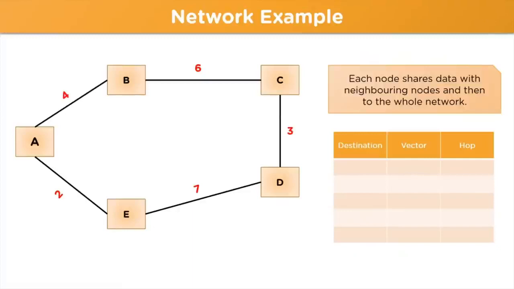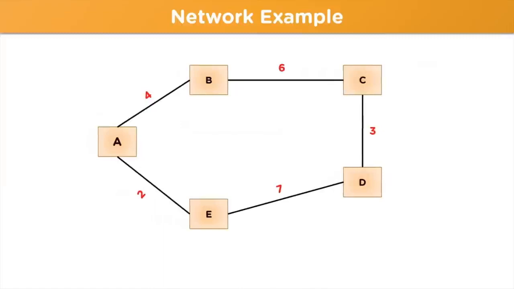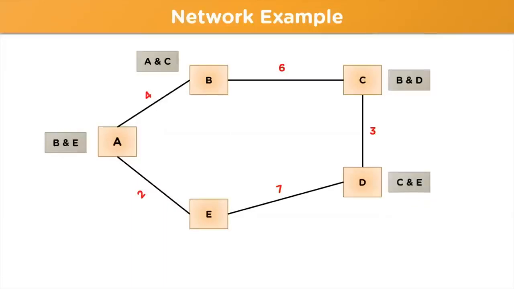Let's take a look at the neighboring nodes for this model. For node A, we have B and E, as it is directly interlinked to node A. For node B, we have node A and node C. For node C, we have B and D. For D, we have C and E. And lastly, for E, we have node A and node D. These nodes represent only the neighboring nodes.